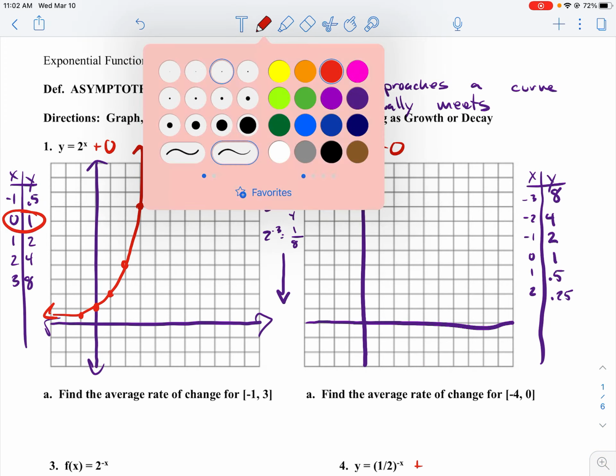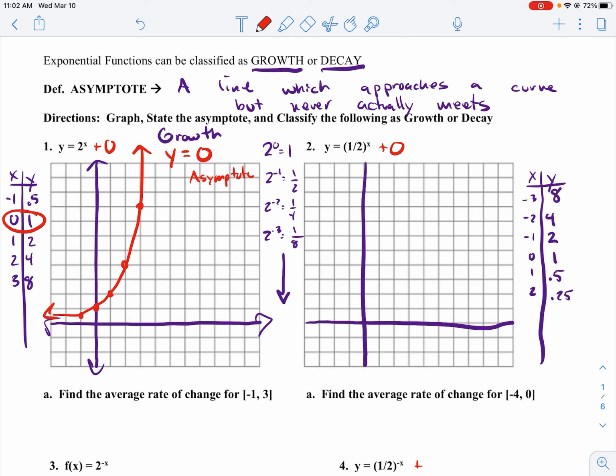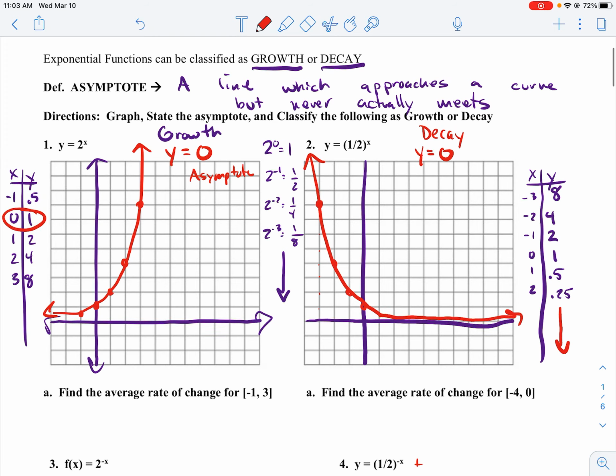So when we go to graph this, you would see negative 3, 8, 4, 2, 1, and smaller and smaller. Okay? And so this would be classified as decay. And again, our asymptote, that line we will never cross, is again y is equal to 0, because we'll keep getting smaller and smaller here, but it'll never actually go below 0.